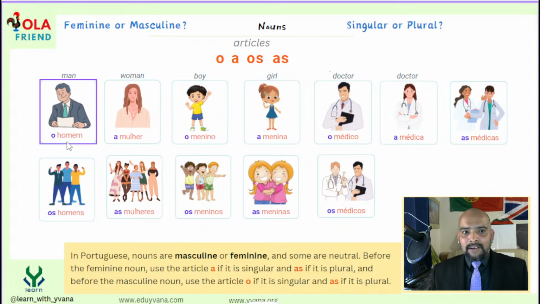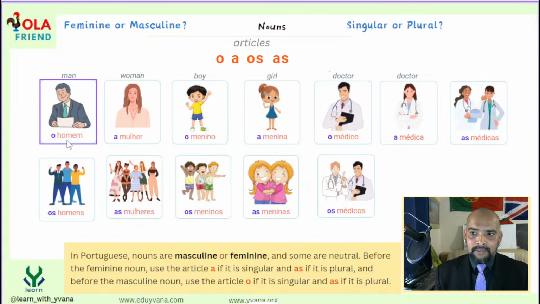Yeah, that's cool, right? Here you can see o homem. That means homem is a masculine word, so we use o. And mulher means the woman. We use the article a. And menino means boy. Normally we say menino to kids, right? And we use the article o.